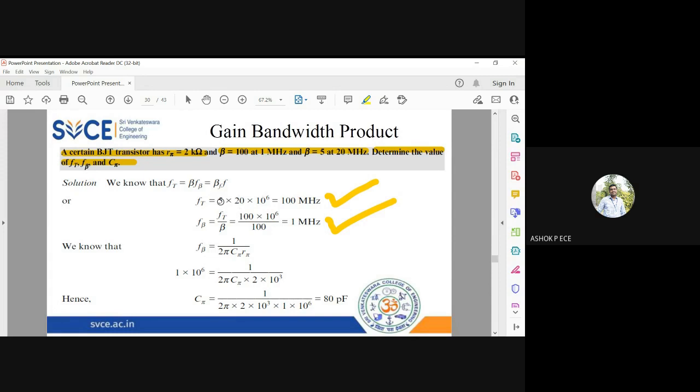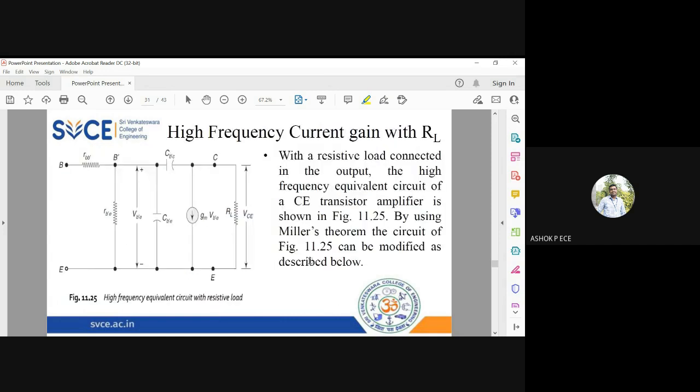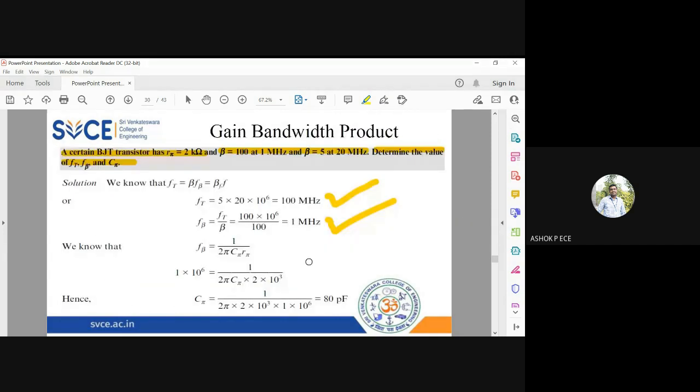F beta is Ft by beta. You get the answer as 1 megahertz. And you know the formula for F beta: F beta is 1 by 2 pi R pi into C pi. So once you know R pi is 2 kilo ohm as given in the problem, and you know the value of F beta, you can find the value of C pi. It is going to be 80 picofarad.